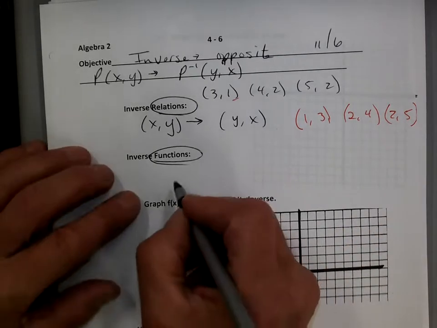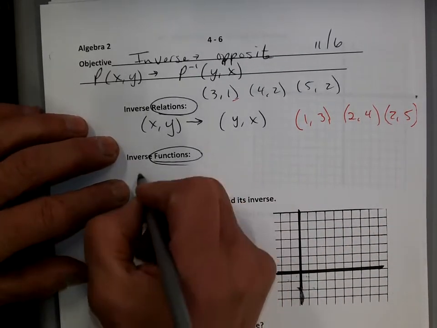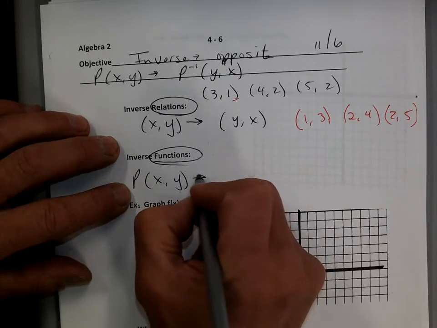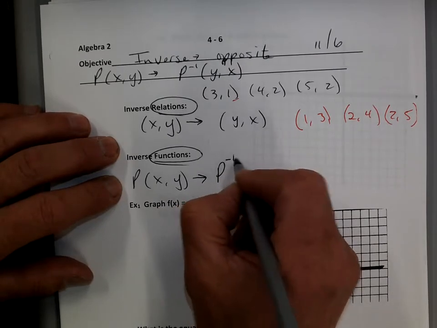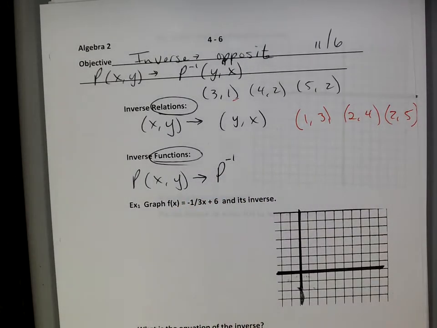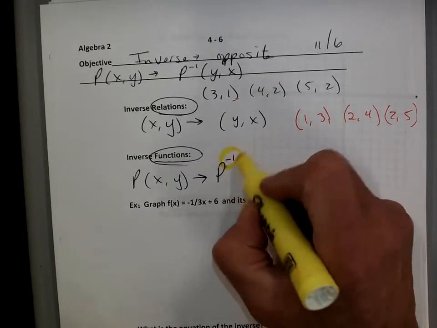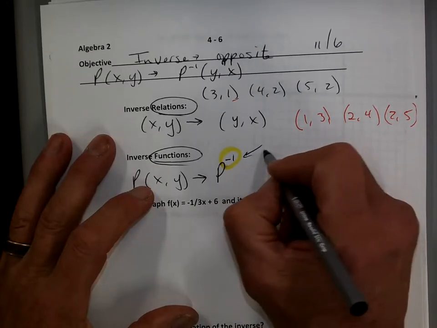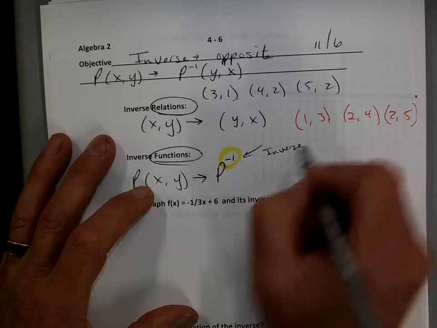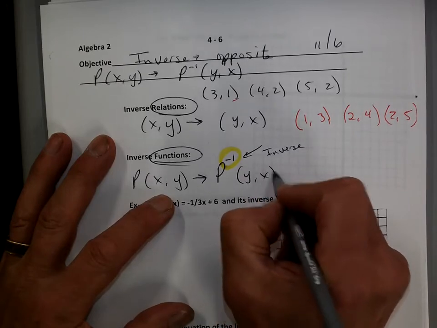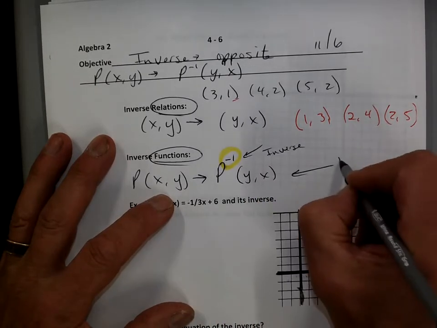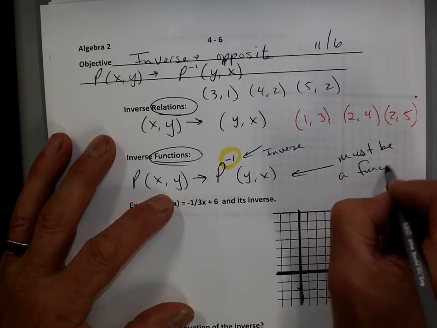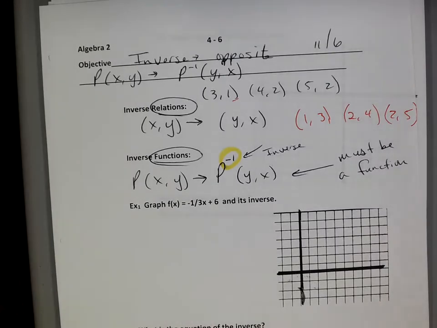So to do an inverse function, we're going to take our point x, y, and see this little negative one? That little negative one is just the symbol. That means inverse. When you see this, that means inverse. It becomes y comma x, except this must be a function. Okay, go ahead and write that down. It has to be a function.